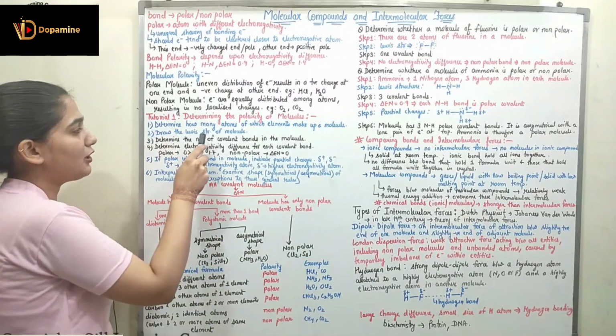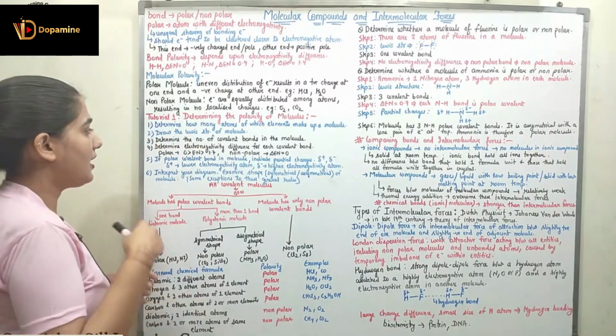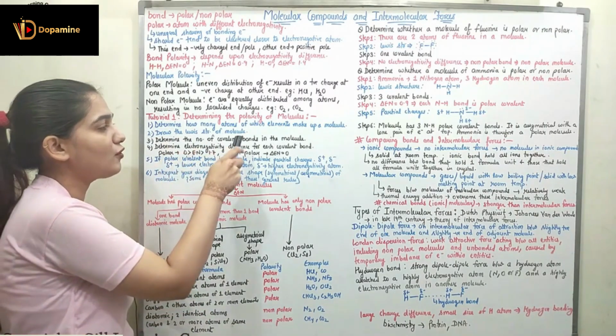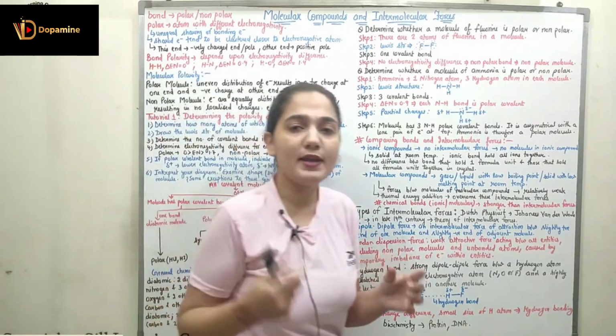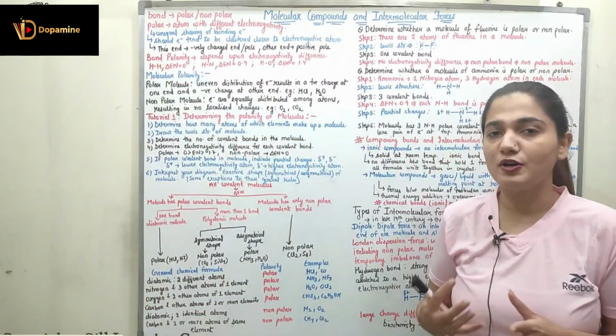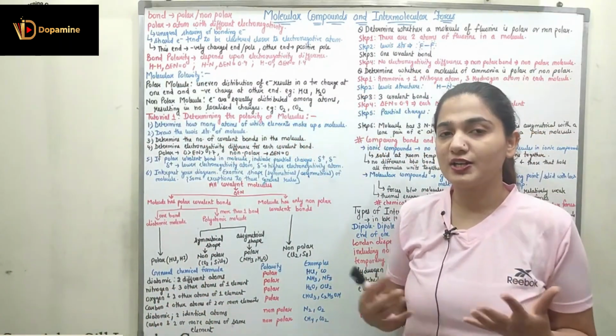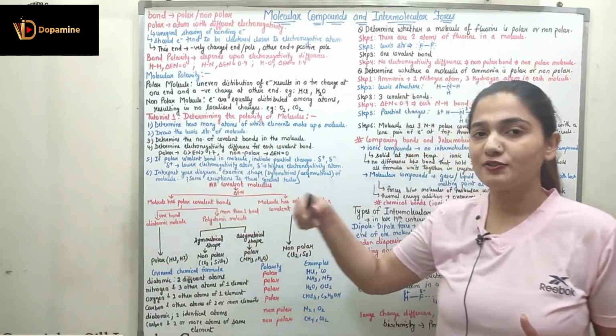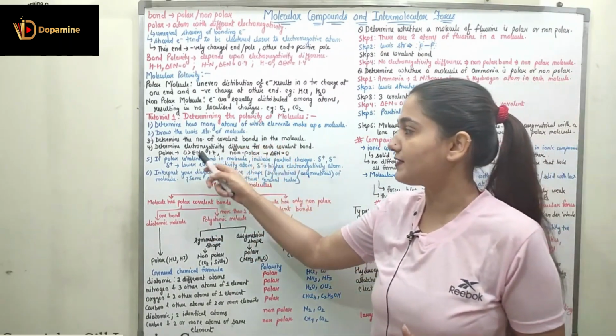Second, we have to draw the Lewis structure of the molecule. Then after drawing the Lewis structure, we have to determine the number of covalent bonds in the molecule. We can understand how many covalent bonds are present by knowing the shared pairs of electrons, right? If I have some shared pairs of electrons, that many covalent bonds would be present.